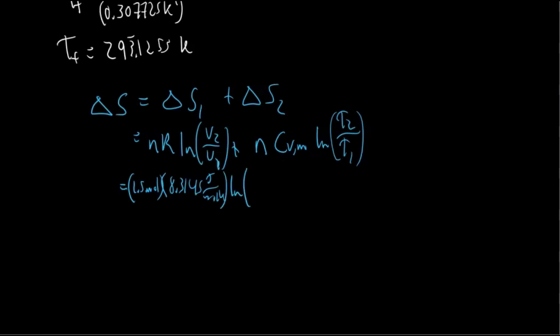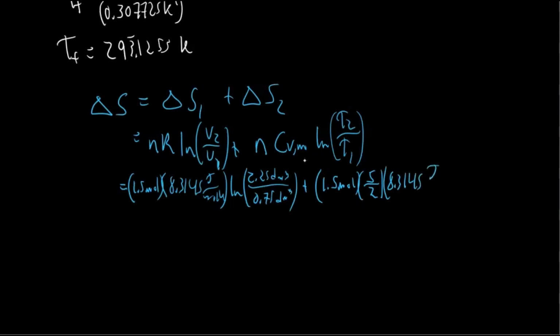ln of V2 is 2.25 decimeters cubed over 0.75 decimeters cubed, plus moles on this side, 1.5 moles. And CVM, this is for an ideal gas, it's 5 over 2 times R, 8.3145 joules per mole Kelvin. And ln of T2 is 293.1255, I'll just keep the extra digits, over 298. We won't really need them, but put them in there.